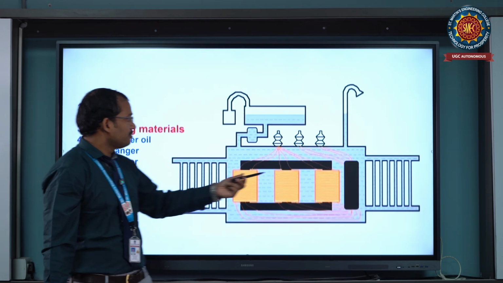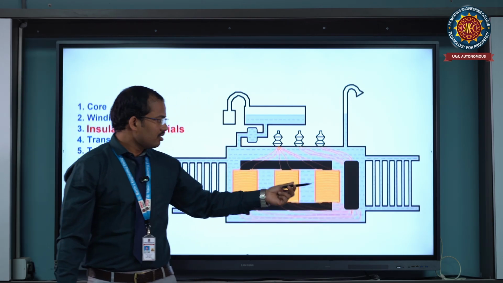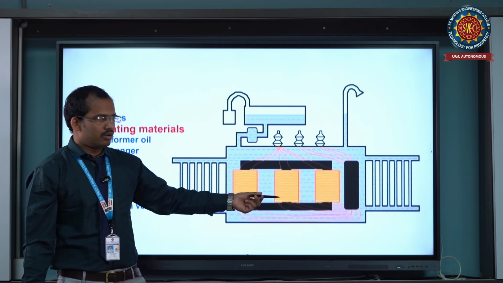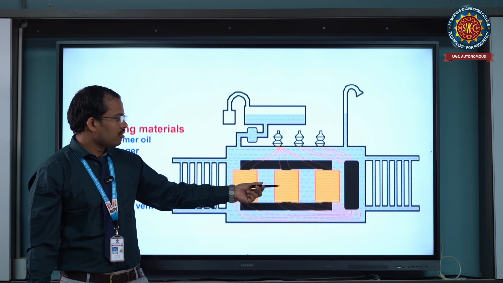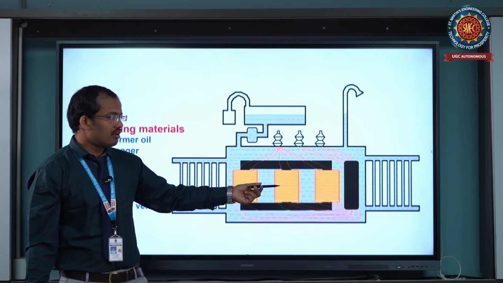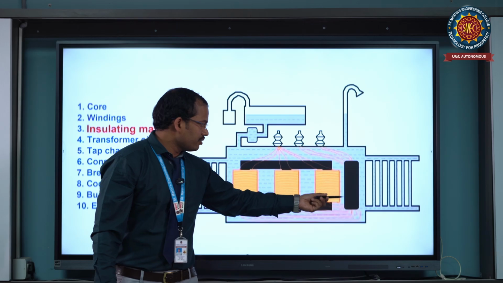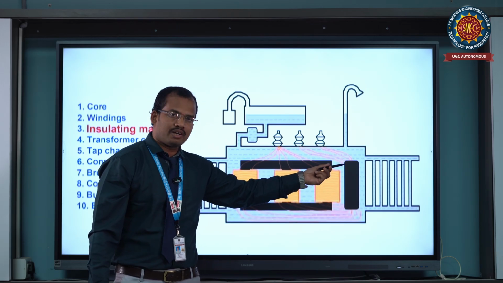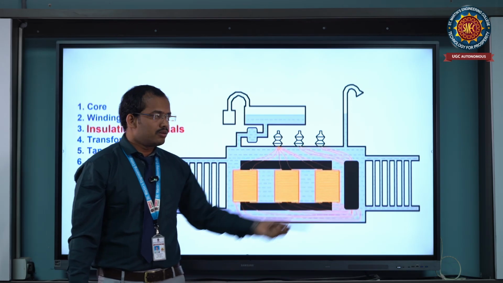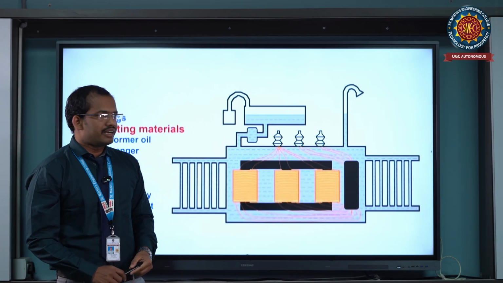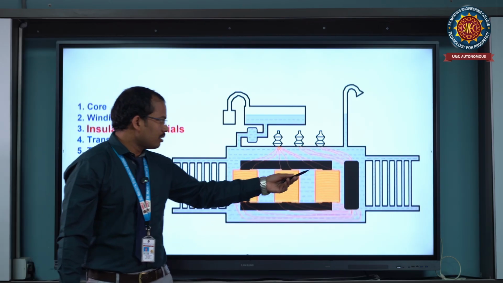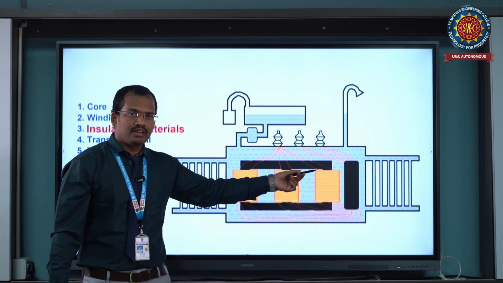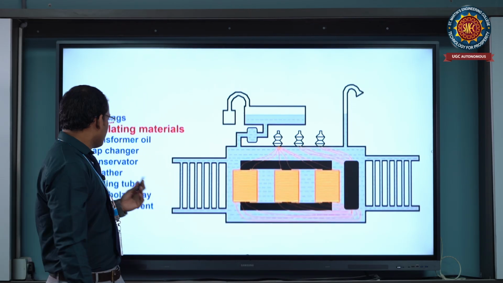Tap changer means adjusting depending upon the load, high load and low load. At high load in the daytime, we use the maximum level and increase the voltage of the transformer. At nighttime we decrease it, because at night we only use low voltages. So that is the tap changer.